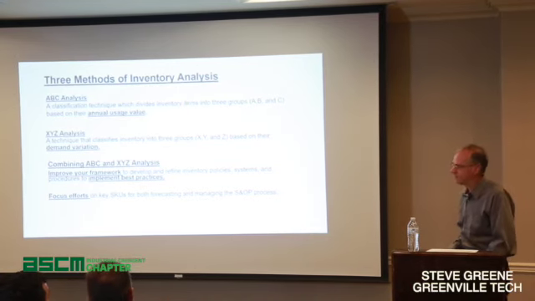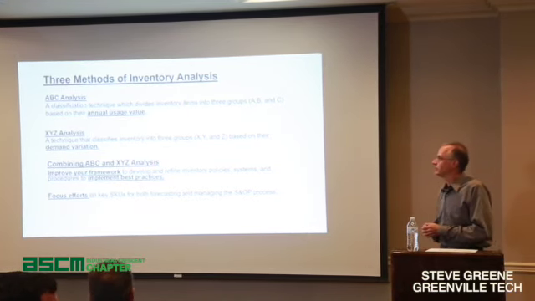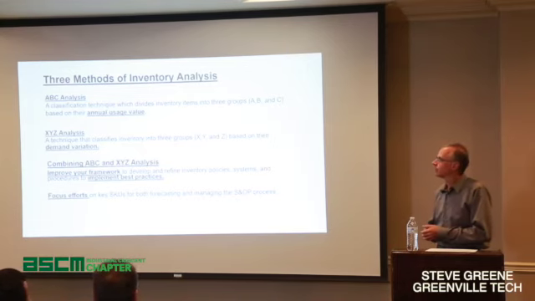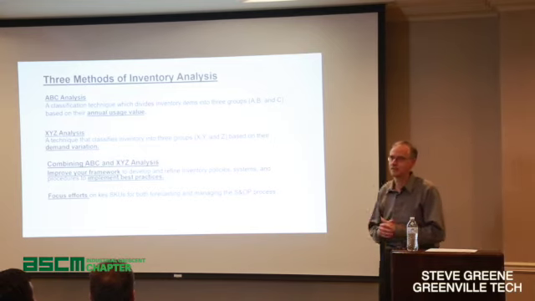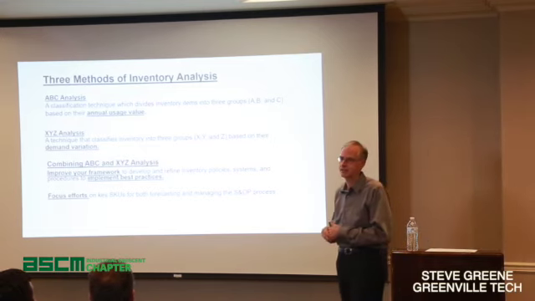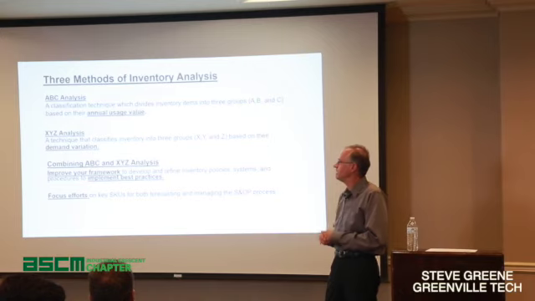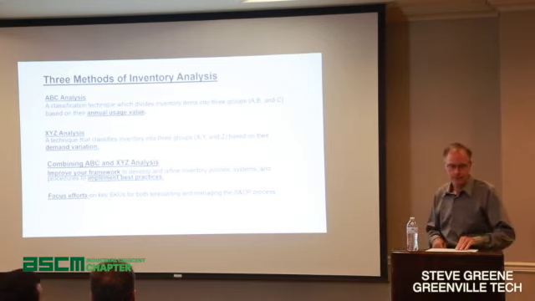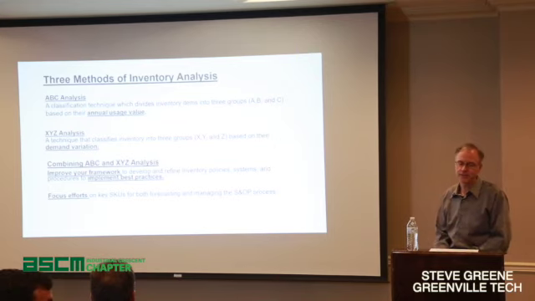There's a lot of different ways to analyze inventory. In this presentation, we're going to look at three. The first one is most familiar to people. It's taught very much with APICS and ASCM. It's ABC analysis, which is the classification technique of inventory items into three groups, A, B, and C, based on their annual usage value.